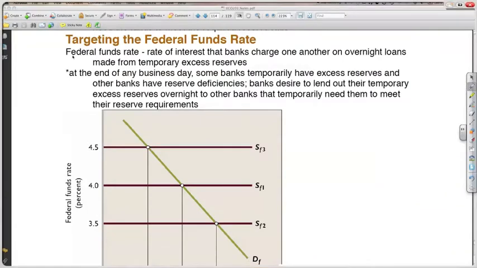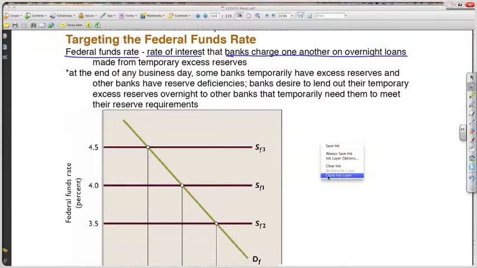So this federal funds rate is the interest rate that I just spoke of. It's the rate of interest that banks charge one another on overnight loans. Say I'm a bank and I temporarily have excess reserves. I can earn a little bit of interest on that money, the federal funds rate, by lending it to another commercial bank.